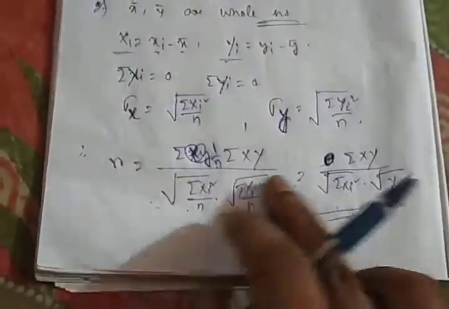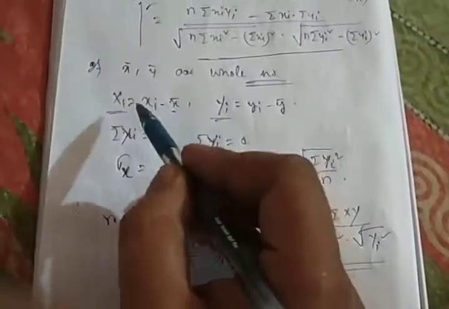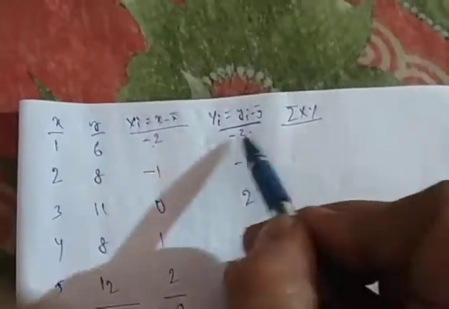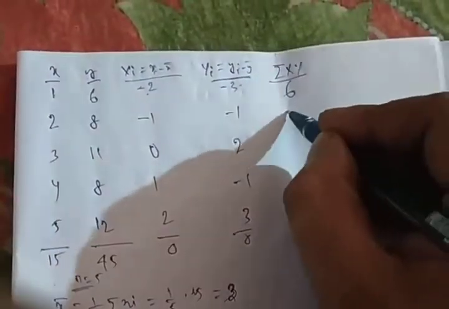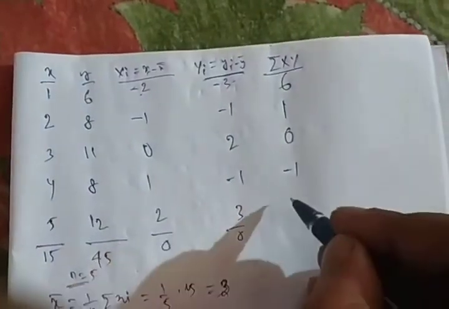So we have to calculate, as we learned in the formula, summation XY, summation X square and summation Y square for the deviation form. XY means the product of these two parts. Minus 2 and minus 3 gives 6. Minus 1 and minus 1 gives 1. 2 into 0 is 0. 1 into minus 1 is minus 1. 3 into 2 is 6. So 6, 1, 0, minus 1, 6 gives 12. Summation XY is 12.